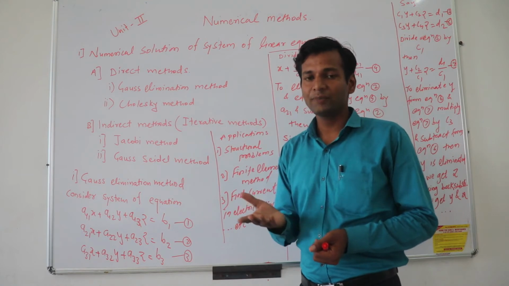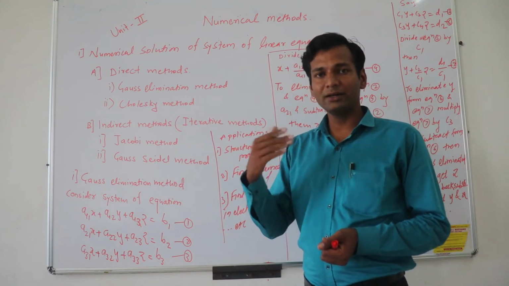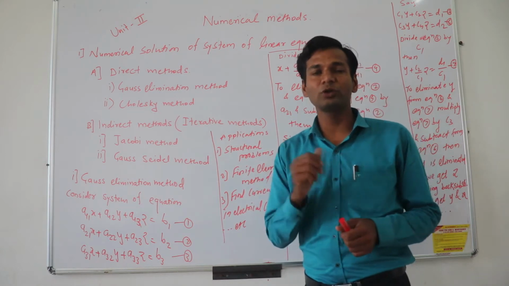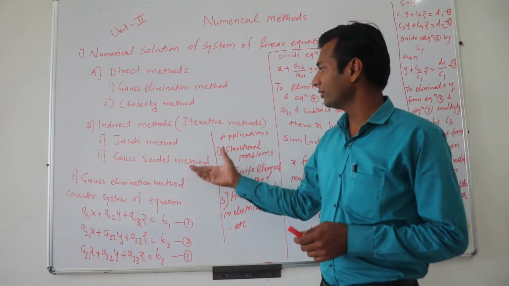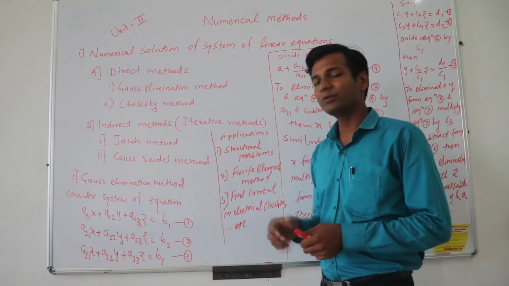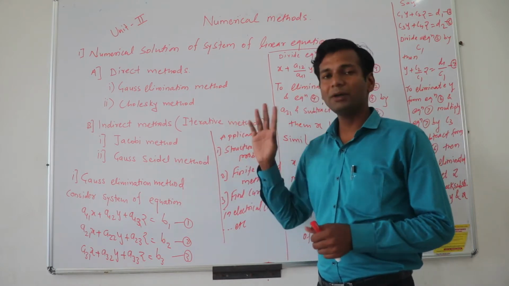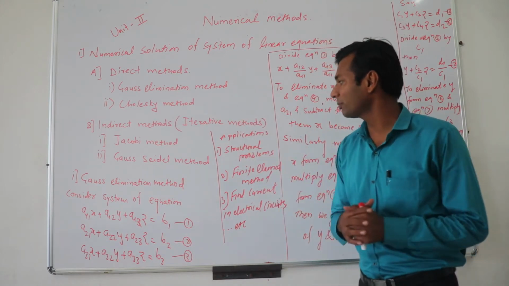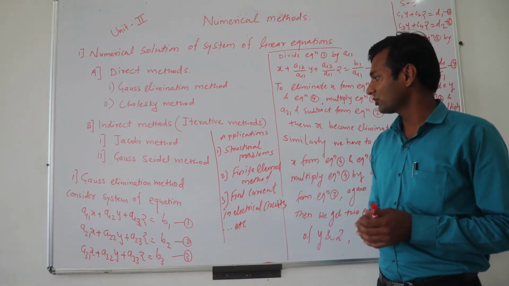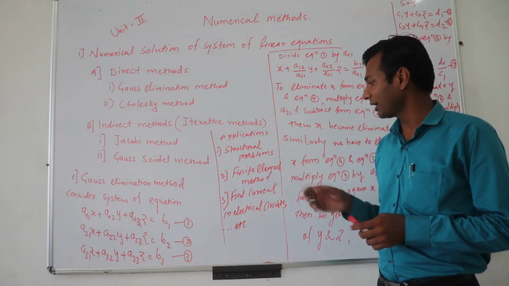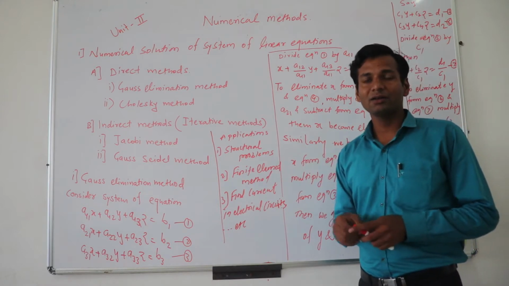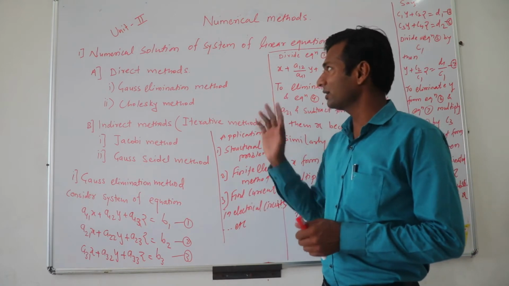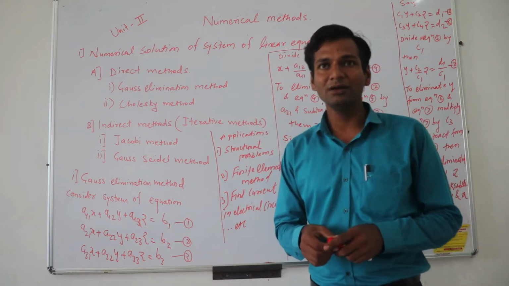There are iterations. We have to find the solution by iterations, and we stop when we get the same solution in two consecutive iterations. The first is the Jacobi method and the second is the Gauss-Seidel method. There are many applications of the numerical solution of systems of linear equations, such as structural problems, the finite element method, and finding the current in an electrical circuit.